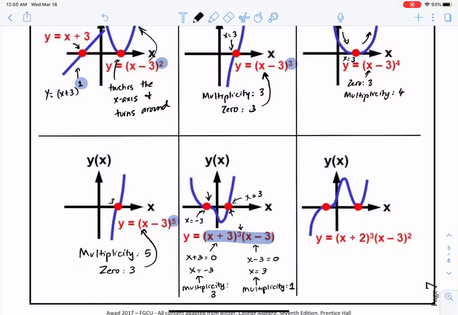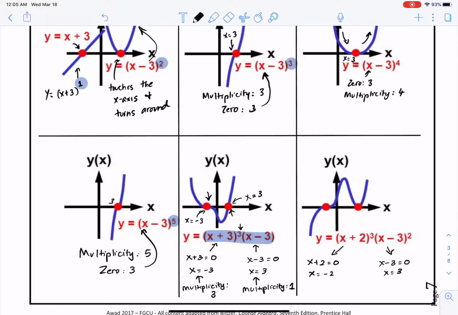In the next function, we have x plus 2 equals 0, and x minus 3 equals 0. So x would be minus 2, and x would be 3 there. And you can see that if I plug in negative 2 in x plus 2 raised to the power of 3, the entire function is going to become 0. Likewise, if I plug in 3 for x in the second part, which is x minus 3 squared, 3 minus 3 is 0, the entire function is going to become 0.